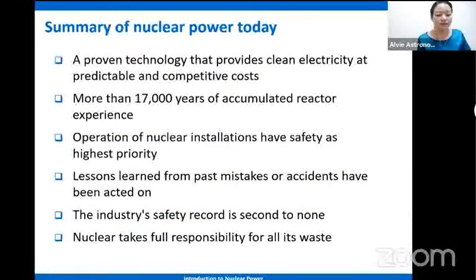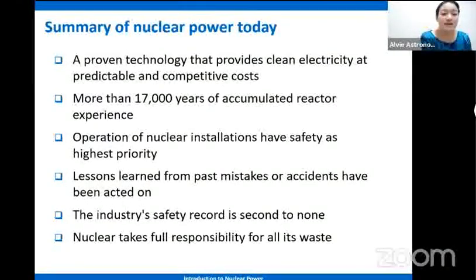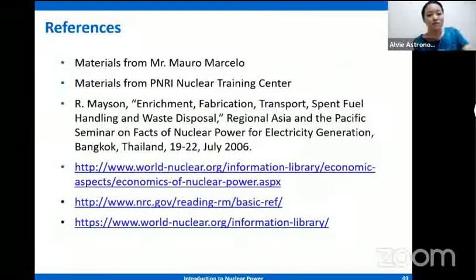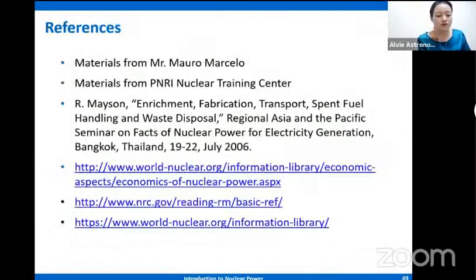So, summary of nuclear power today: it's a proven technology that provides clean electricity at predictable and competitive costs, with more than 17,000 years of accumulated reactor experience. Operation of nuclear installations has safety as the highest priority. For any accidents that occurred in the past, lessons are learned. In fact, after the Fukushima accident, the safety standards around the world were revised, and all nuclear power plants went through a stress test and had to be reassessed based on new knowledge learned from the Fukushima accident. The industry safety record is second to none, and nuclear takes full responsibility for all its waste.